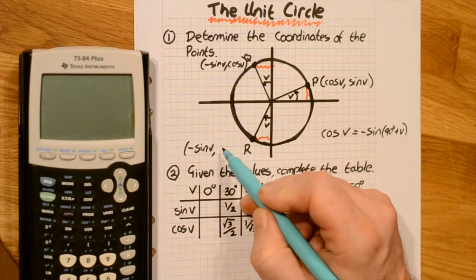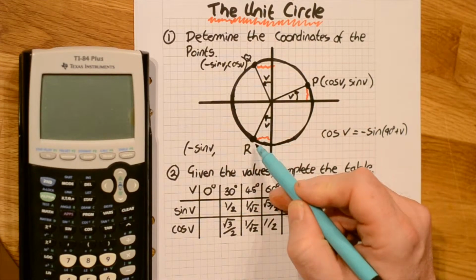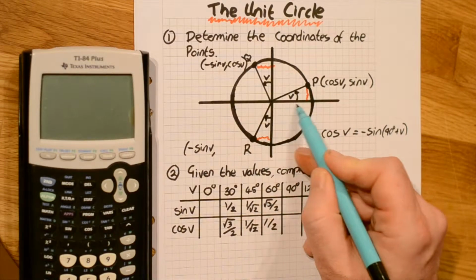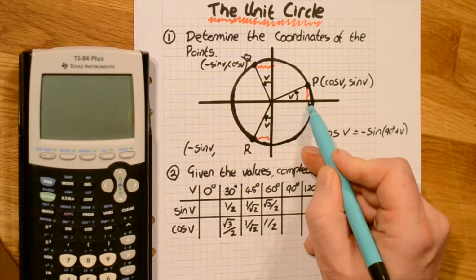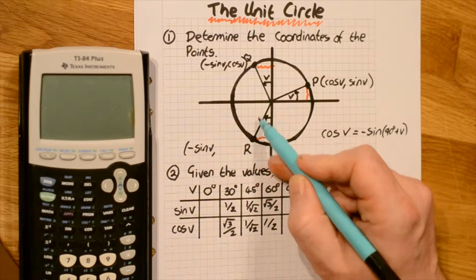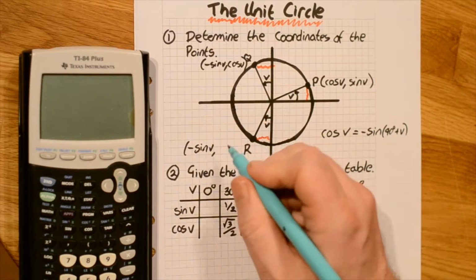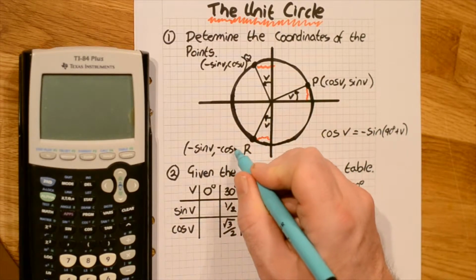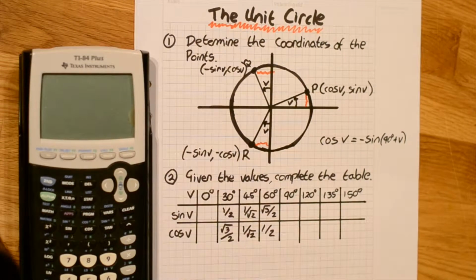The y coordinate is this line down here. It's the same magnitude as the length of this line here. The length of this line here is cos V. The length of the line vertically downwards here is minus cos V. And this gives us the coordinates of point R.